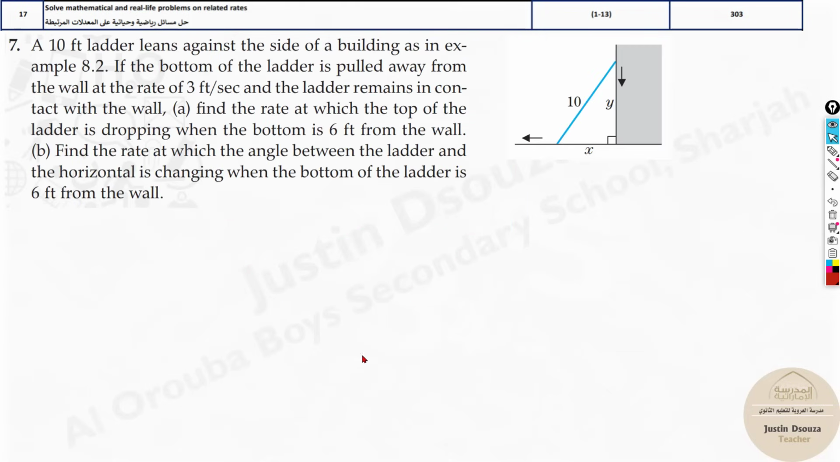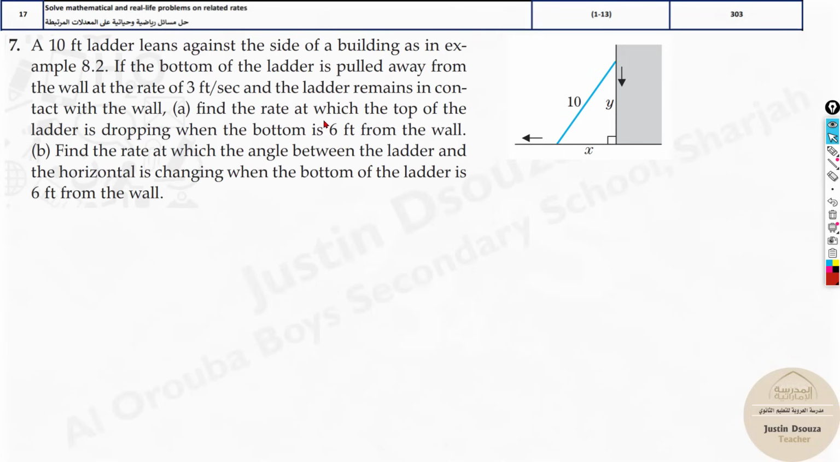Okay, I hope you remember we had done this sort of problem in related rates. Now we will do this problem here. This particular figure is from example 2, because I mentioned it clearly. The same situation is used over here. So a 10 feet ladder leans against the side of a building, as in example 8.2. If the bottom of the ladder is pulled away from the wall at the rate of 3 feet per second, and the ladder remains in contact with the wall. It's in contact. That means though it's moving, it's still touching the wall.